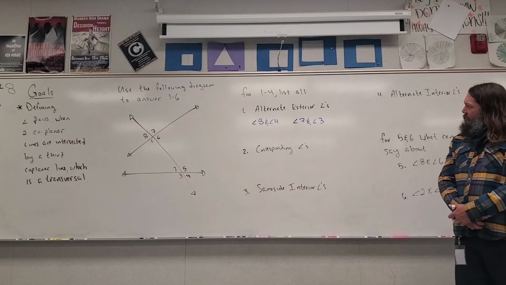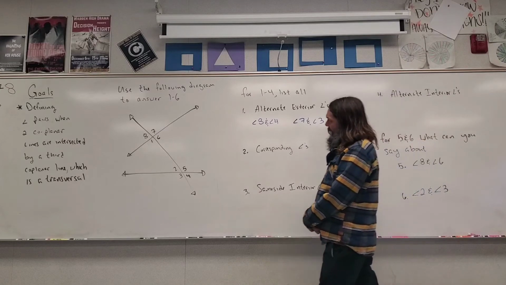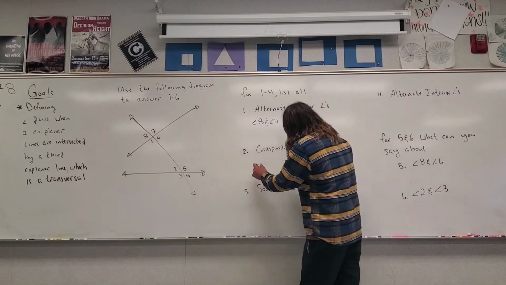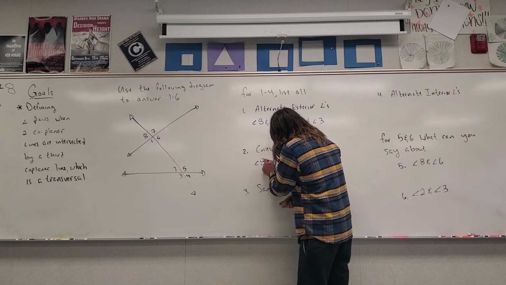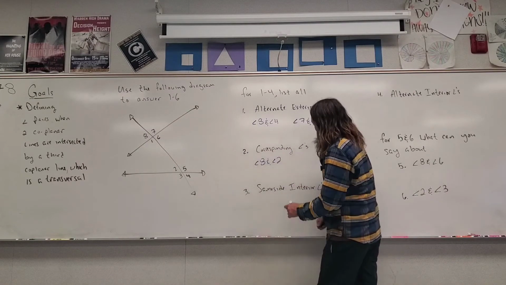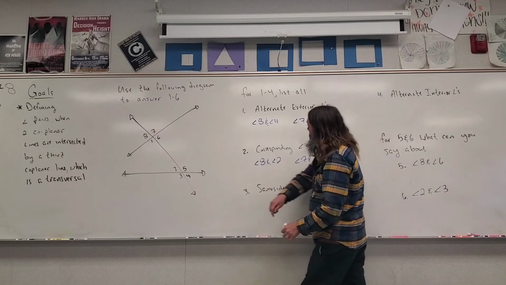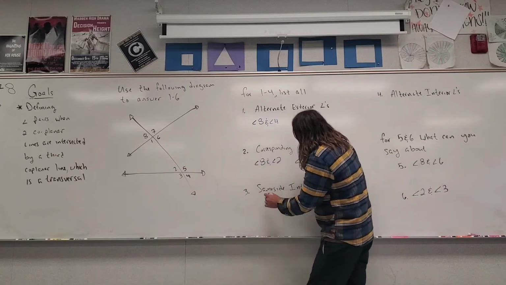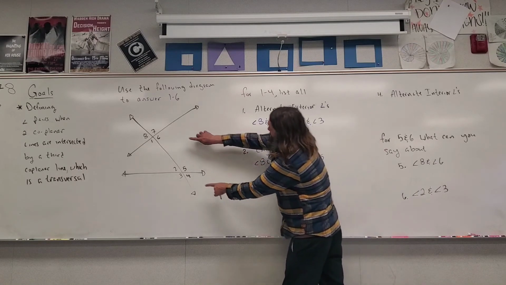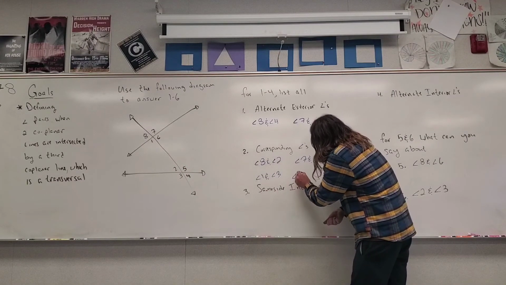Corresponding angles. Angles that are in the same position. Top lefts, top rights, bottom lefts. And they don't share a vertex. Angle 8 and angle 2, they're in the top lefts. Those are corresponding, angle 8 and angle 2. Top rights, angle 7, angle 5. Bottom lefts, angle 1 and angle 3. Bottom rights, did I say bottom lefts? Bottom rights, angle 6 and angle 4.